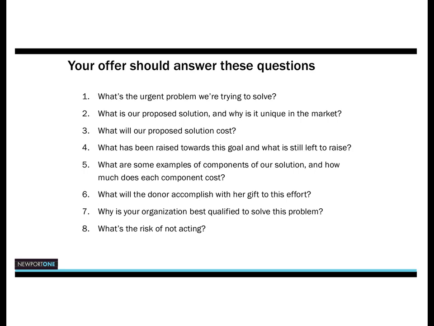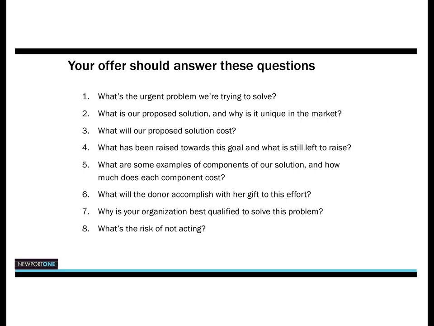Just like a major gift case for support, there are 8 things that you need to check off on your fundraising offer for mid-level donors in order to be successful. What's the urgent problem that you're going to solve? What's your solution and why is it unique? What's that solution going to cost? If there's been money raised toward it, so if this is a match opportunity or you've got another donor who's going to fund part of it, things like that.